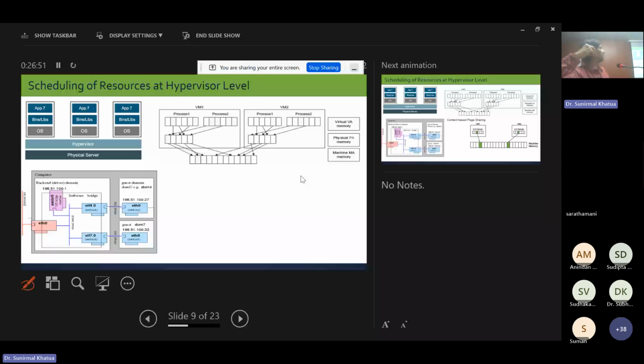Now, can you tell me one thing? Suppose we have 1.5 GB of RAM, and each virtual machine requires 1 GB of RAM. Can we run this?